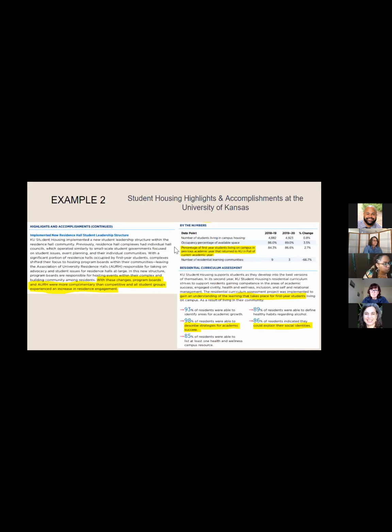The second report, which is under the area that says by the numbers, what jumped out at me here is that this report tells us how many first-year residents returned over the last 2 academic years. And this is always an important question for housing, right? We want the students to have a good experience. We want them to come back.